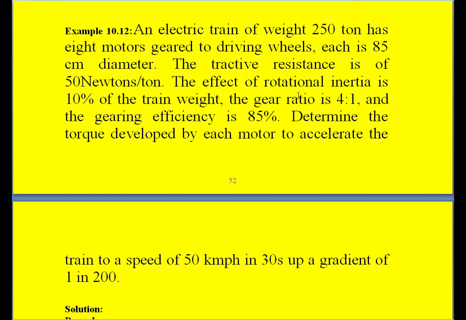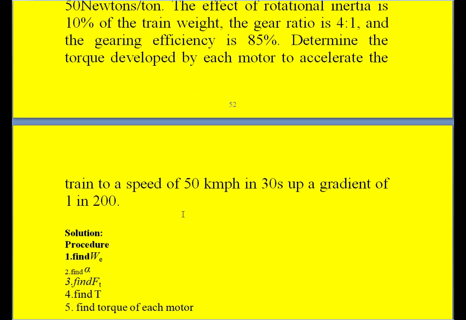Next, the effect of rotational inertia is 10% of the train weight. The gear ratio is 4:1 and the gearing efficiency is 85%. Determine the torque developed by each motor to accelerate the train to a speed of 50 km per hour in 30 seconds up a gradient of 1 in 200.